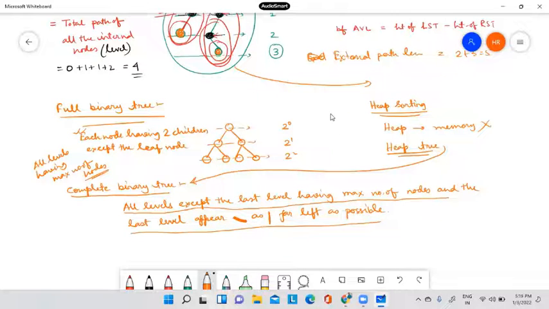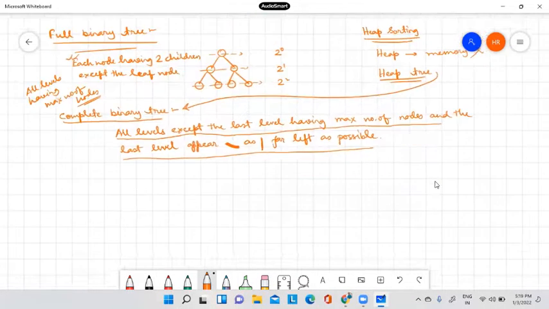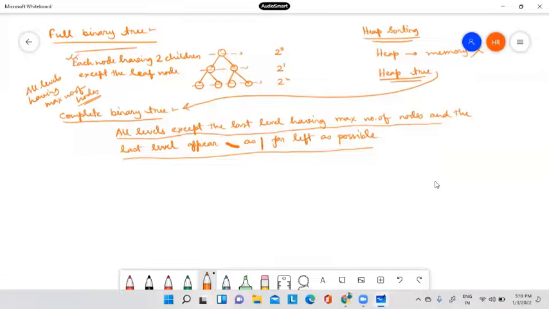Now what do you mean by as far left as possible? Now see the picture for a complete binary tree. In the case of a full binary tree, the number of nodes is fixed. If it has only level 0, then only one node. If it has only levels 0 and 1, then 3 nodes. If it has levels 0, 1, 2, then 7 nodes. So the number of nodes for a full binary tree is fixed.